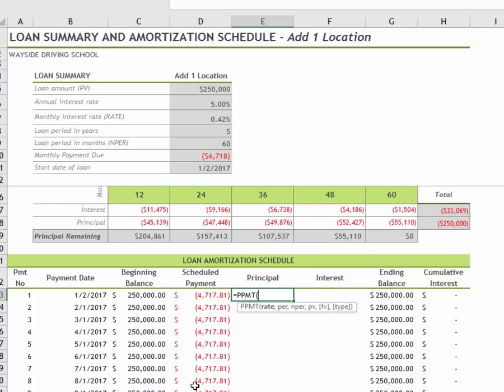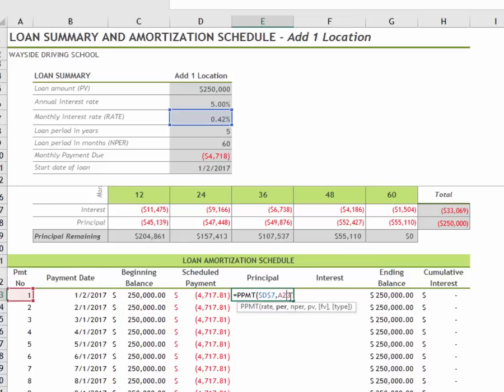So PPMT, the things it wants are the things that we're hopefully becoming familiar with. One is our interest rate, so we got to do it monthly because our payment's monthly. The period, so that's what PPMT does, is if you give me a period, whether it's period 1, 2, 3, 4, whatever, I will tell you how much principal is being paid on the payment that was made for that period. So in this case, it's period 1. Now, of course, I don't want to type the 1. I will select it. I will leave that not absolute, a relative. So as I drag it down, it'll be period 2, period 3, period 4.